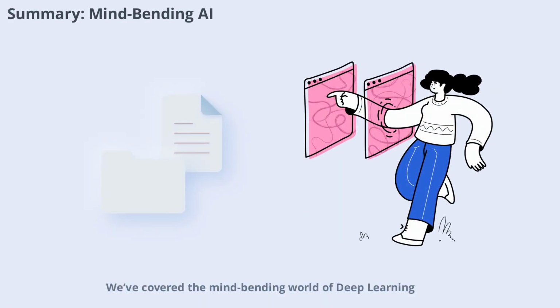You've covered the mind-bending world of deep learning, from neurons and layers to advanced architectures like transformers. These technologies power today's most powerful AI systems, enabling breakthroughs across industries. Deep learning's scalability, automation, and versatility make it the dominant force in modern AI.